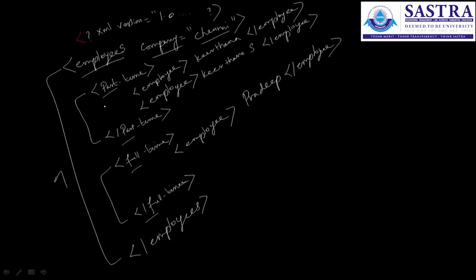And hierarchy has been followed properly. I have closed part-time. For the part-time I have employee, so employee has been closed first, then only part-time has been closed. So I can say my XML document has followed the hierarchy on elements, and case also followed properly. Part-time, part-time, full-time I have used small f, has been closed with small f. So this entire XML document is valid semantically as well as syntactically.